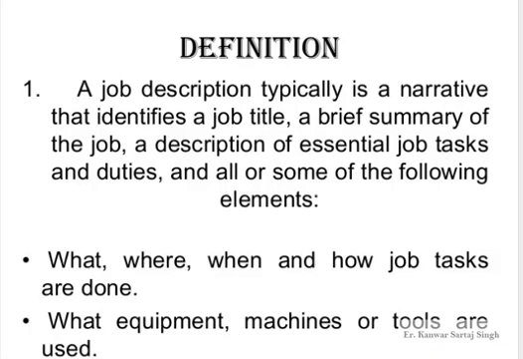It is a narrative that identifies a job title, a brief summary of the job, a description of essential job tasks and duties, and all or some of the following elements. This includes what, where, when, and how job tasks are done, and what equipment, machines, or tools are used while performing that job. So, all these things come under job description.